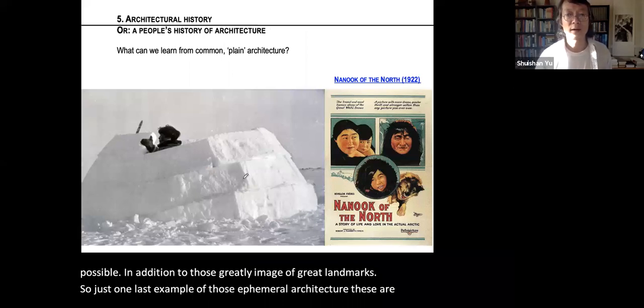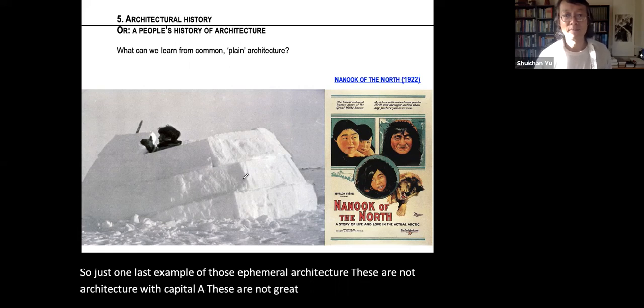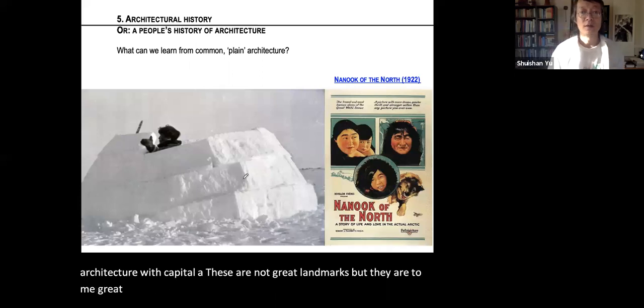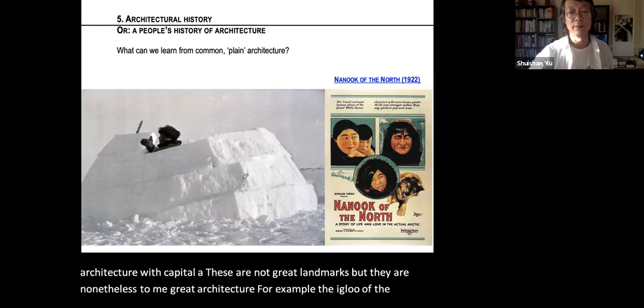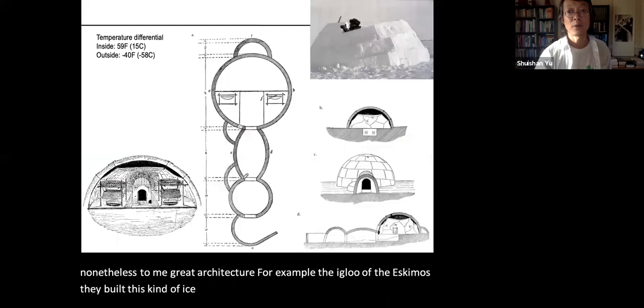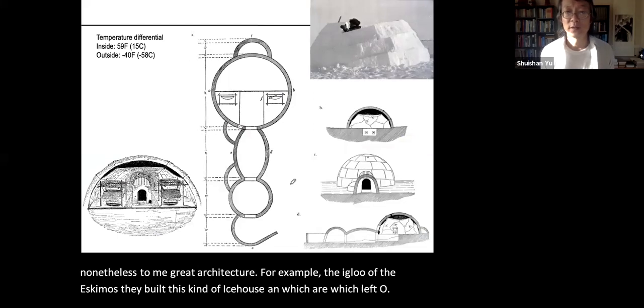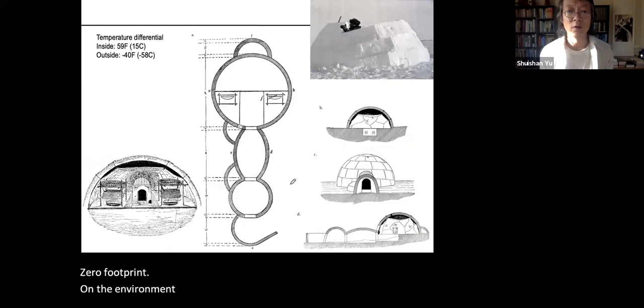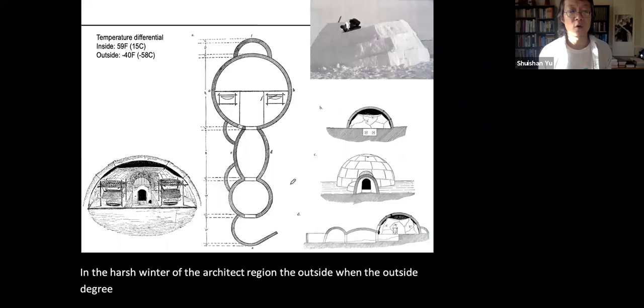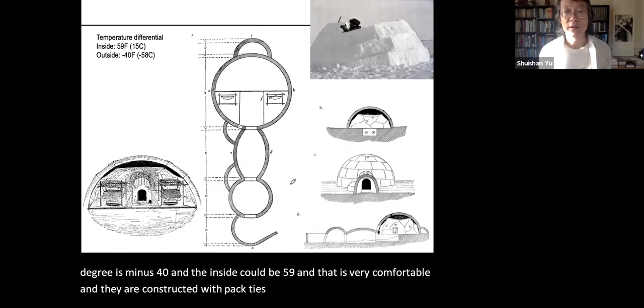These are not architecture with capital A. These are not great landmarks, but they are nonetheless, to me, great architecture. For example, the igloo of the Eskimos. They built this kind of ice house, which left zero footprint on the environment. They also are remarkable in terms of environmental performance. In the harsh winter of the Arctic region, when the outside is minus 40 degrees, the inside could be 59, and that is very comfortable. They are constructed with packed ice, basically. And whenever they move on to a different location, they leave their house, and their house will be returned to nature.